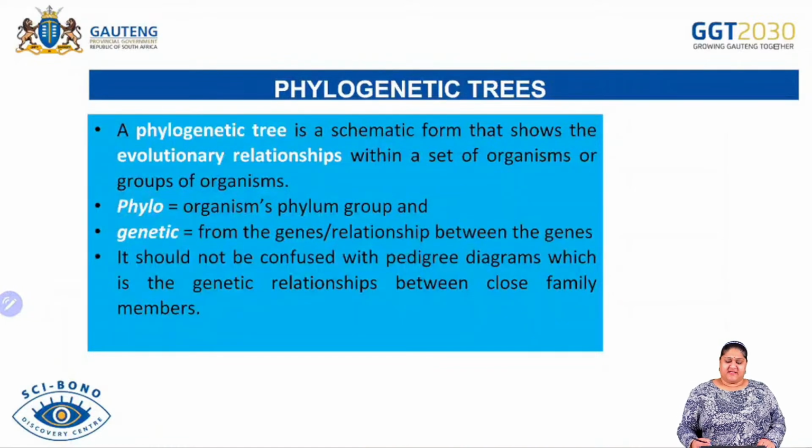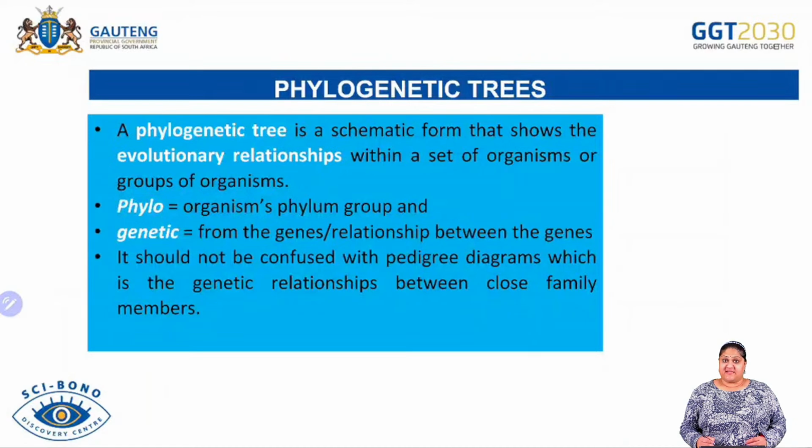So what is a phylogenetic tree? It's a schematic form that shows the evolutionary relationships within a set of organisms or a group of organisms. And if we break up the word, phylo is referring to the organism's phylum group, and then genetic is from the genes or relationship between the genes.